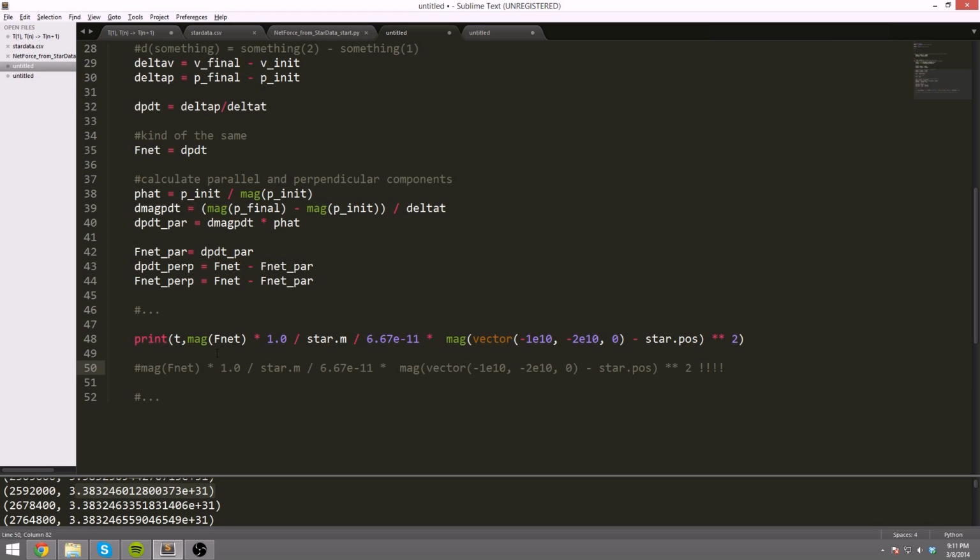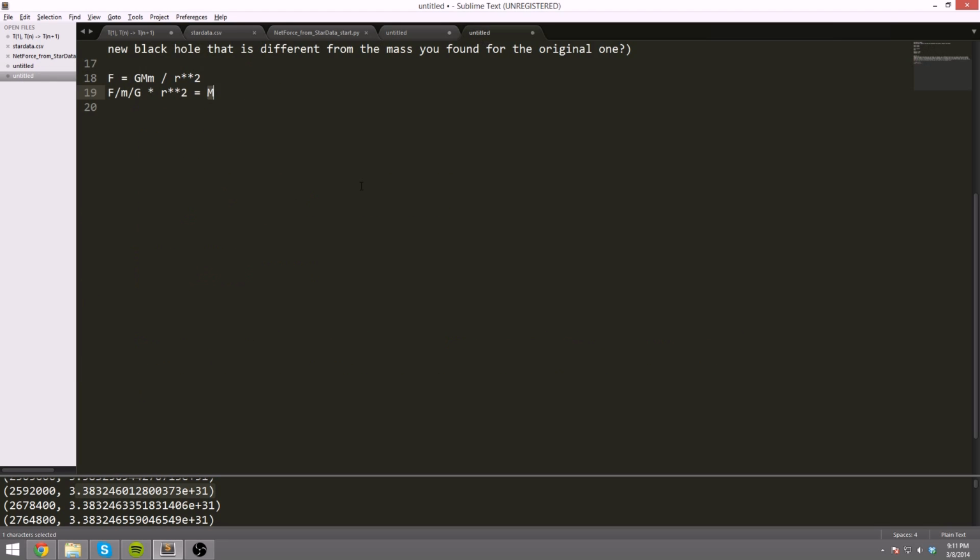And, well, if you come over here, F net times this, just ignore this, divided by star's mass, little m, divided by big G, times the radius of the kissing circle, because this is the star's position and this is the black hole's position, just the vector of those two, squared. So that's the same equation. And so that's how we calculate everything. It works, it's exact, it's really good.